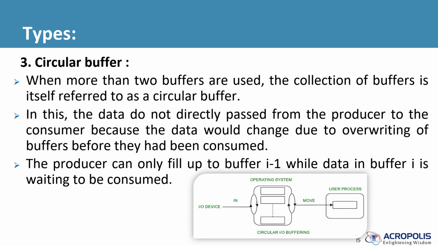Now the third one is the circular buffer. When more than two buffers are used, the collection of buffers is itself referred to as a circular buffer. In this state, data do not directly pass from the producer to the consumer because the data would change due to overwriting a buffer before they had been consumed.